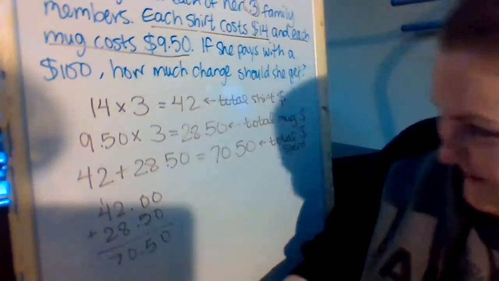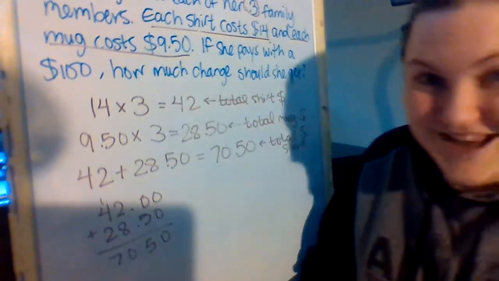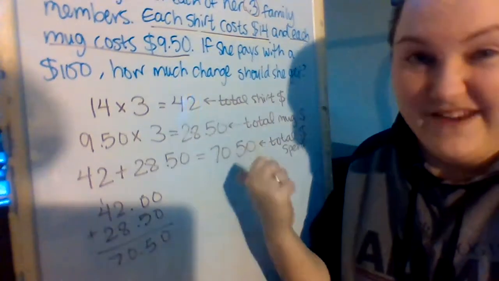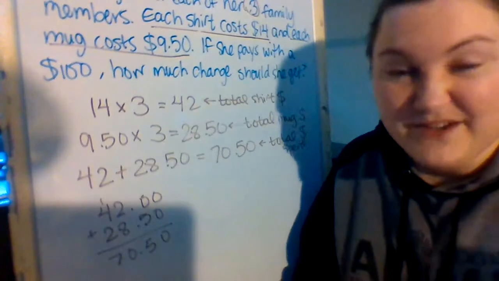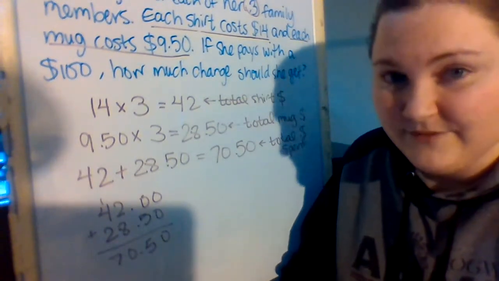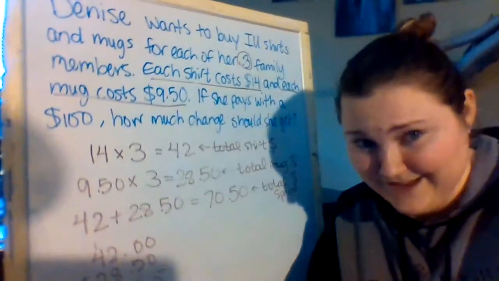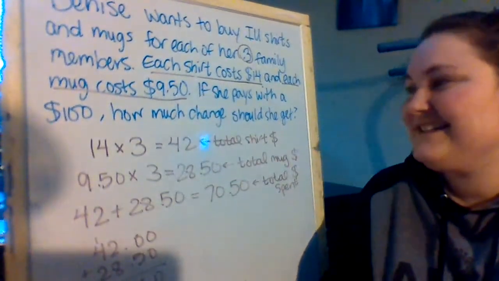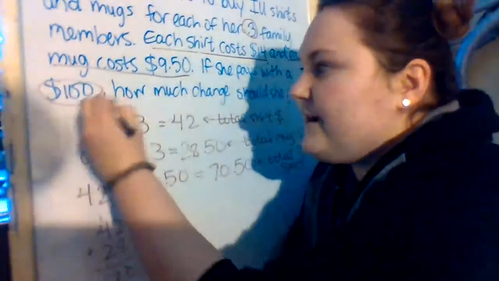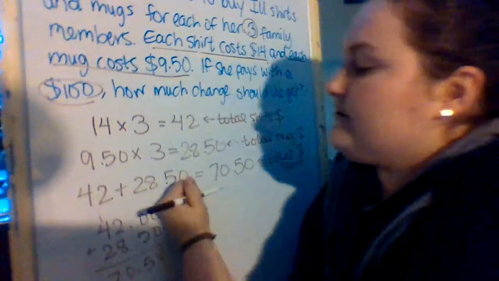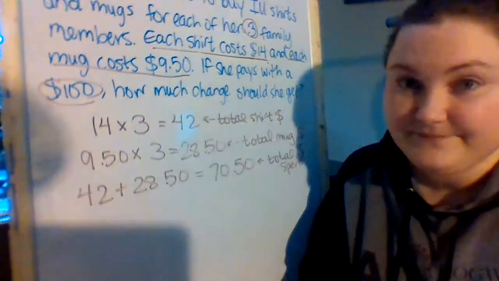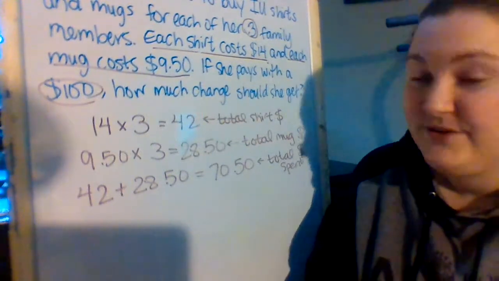Now, we still haven't answered the question. We're trying to find how much change she should get, so there's one last step. If this is the money she's spending, in order to find how much change she gets, you're taking the money you're spending away from the money you have. How much money did she have? Well, if we read it again, it tells us in the last sentence, if she pays with a $100 bill. So our last step, in order to figure out how much change she gets back, what are we going to need to do? We're going to need to subtract.